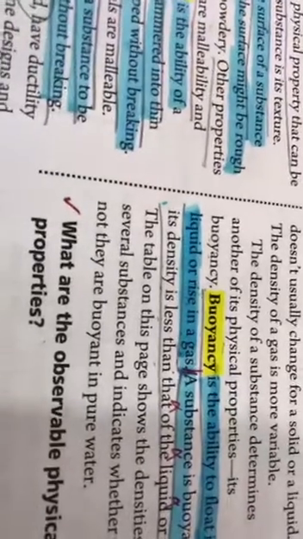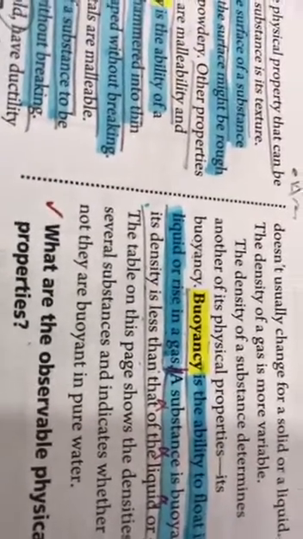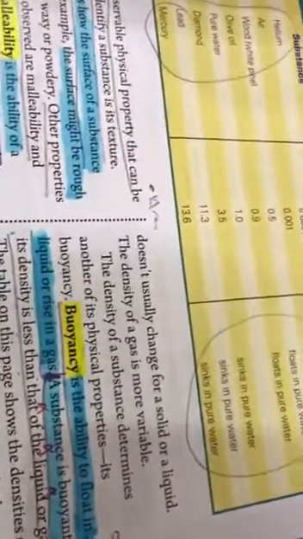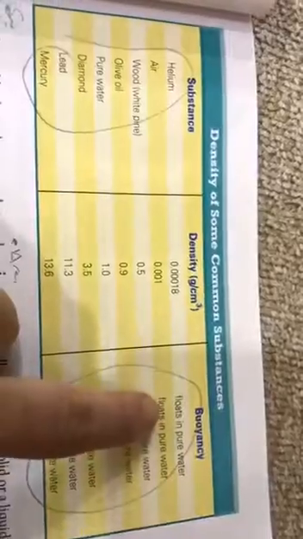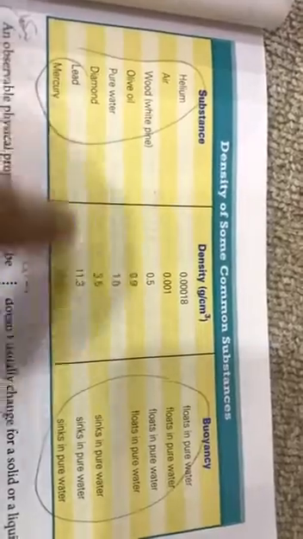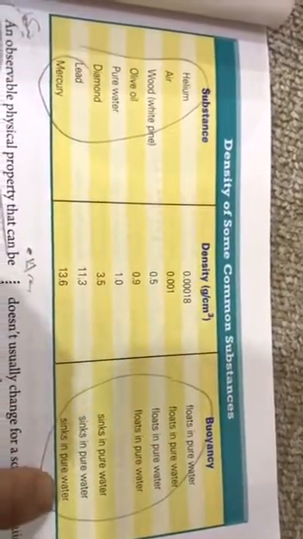As I said, when we are putting something inside of the water, it will either float or sink. We have some examples. The first one is helium, with its density and buoyancy. Helium is very light compared with the others. Helium is a gas, but it floats in pure water because its density is very small. But mercury sinks in pure water, because its density is 13.6.